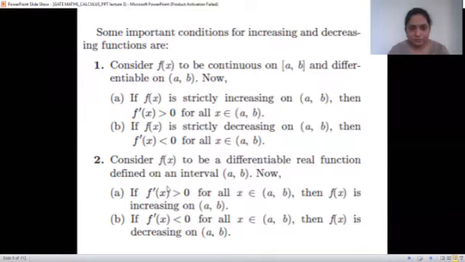Second, for a function f of x which is differentiable and defined on the interval [a, b], if f dash x is greater than 0 for all x belonging to (a, b), then f of x is increasing. This is just the vice versa statement, that is, an if and only if condition. If f dash x is greater than 0, then we can say f of x is increasing. And if f dash x is less than 0 for all x, then f of x is decreasing.